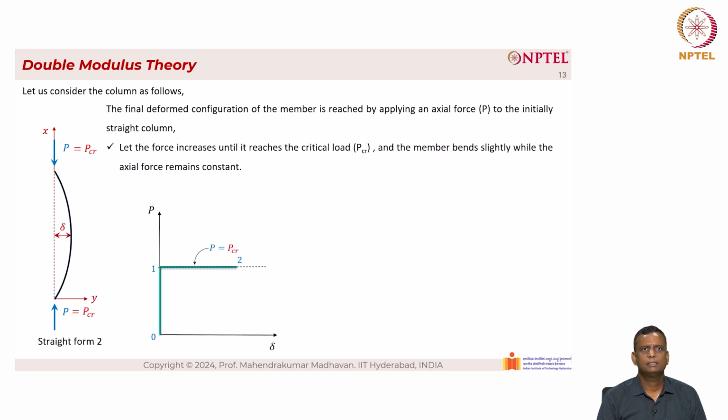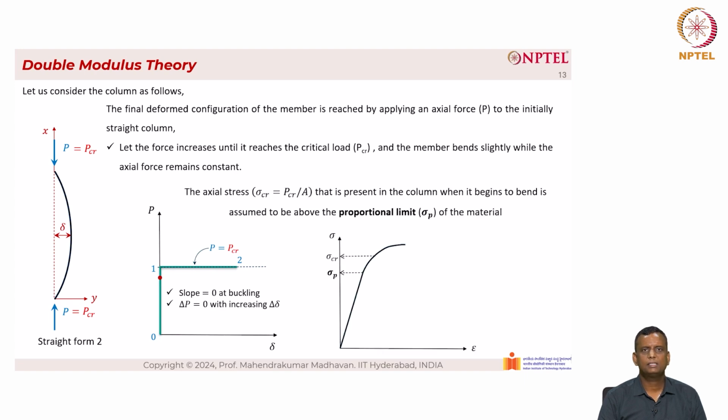Let the force increase until it reaches the critical load P critical and the member bends slightly while the axial force remains constant. So as you can see from the plot below, you have P versus delta, where P on the y-axis is the applied load, and delta is the lateral deformation. We can see that until it reaches the buckling load, nothing happens, there is no deformation. And once it reaches the buckling load, there is a sudden change and the lateral deformation keeps increasing. The slope is equal to 0 at buckling, and delta P, there is no additional increase in load with increase in small delta, which represents the lateral deformation, and the triangle delta indicates the small change.